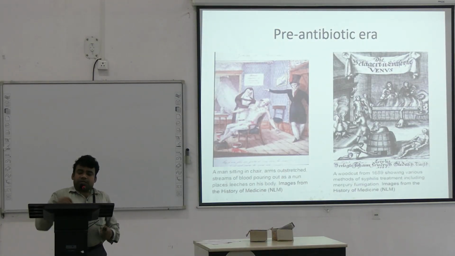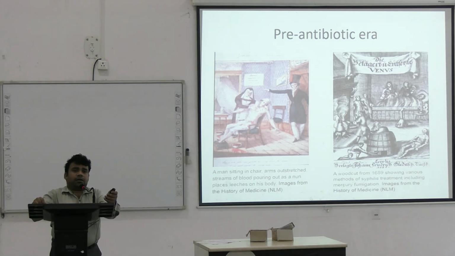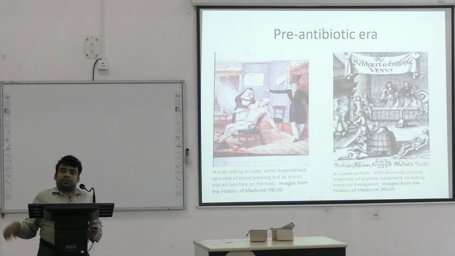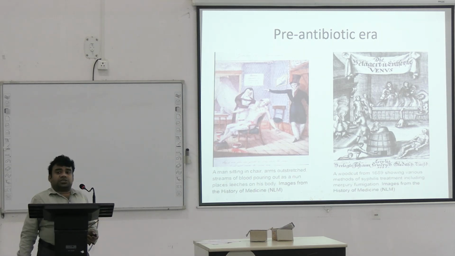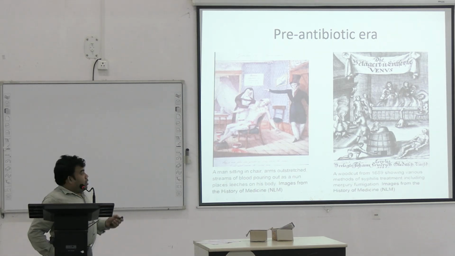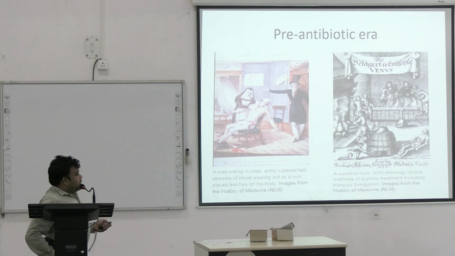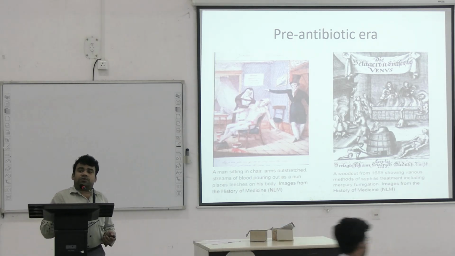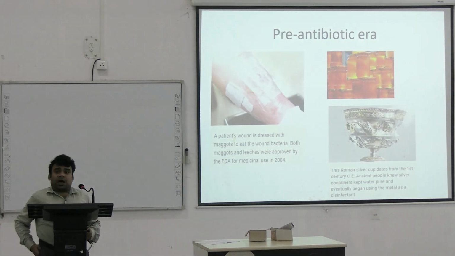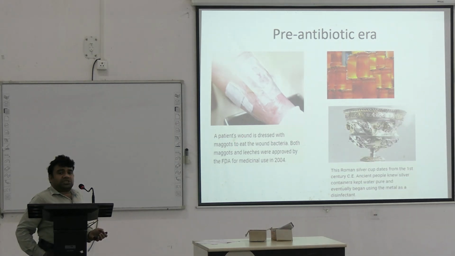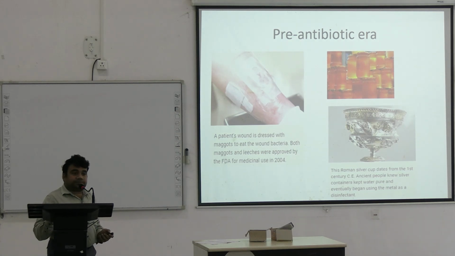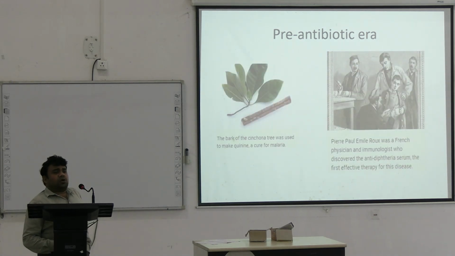Now, if we look at historical times, that is the pre-antibiotic era, we can see people used many forms of therapy. One of the notable forms, as you can see in this picture, is called bloodletting. Alternatively, other chemicals like mercury were administered to the patient in the form of fumigation. Some of the other bizarre methods included letting the patient's wound be dressed with and eaten by leeches, or the use of honey or silver particles. However, some are not so bizarre.